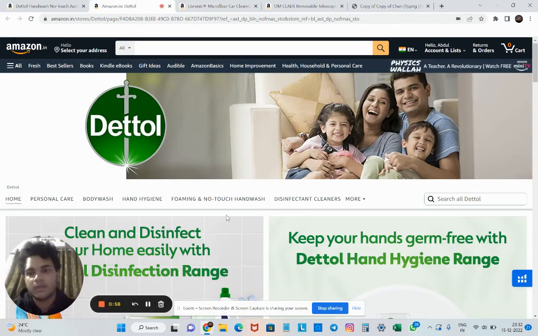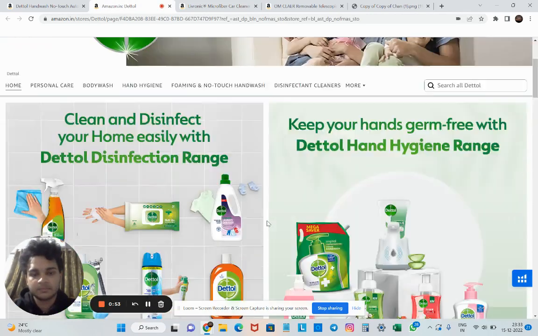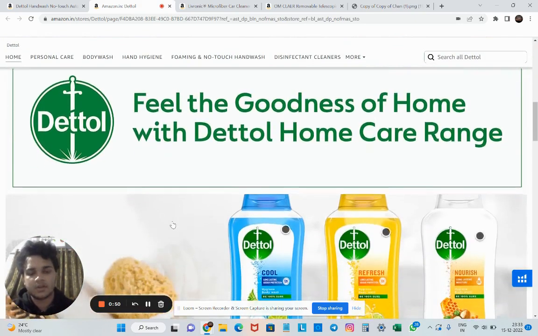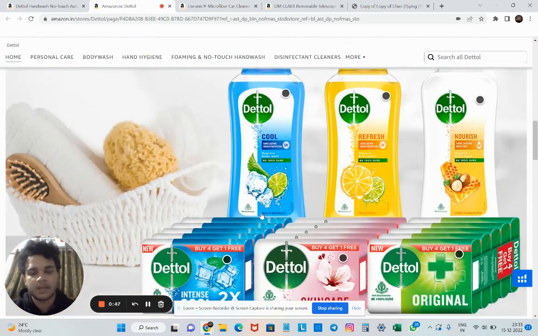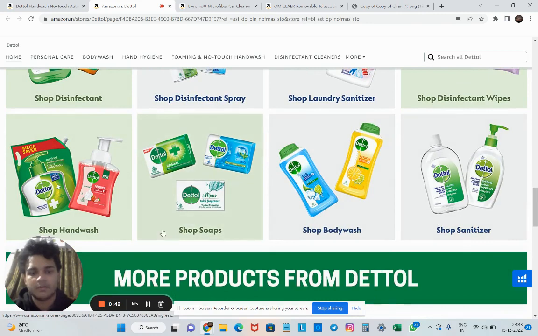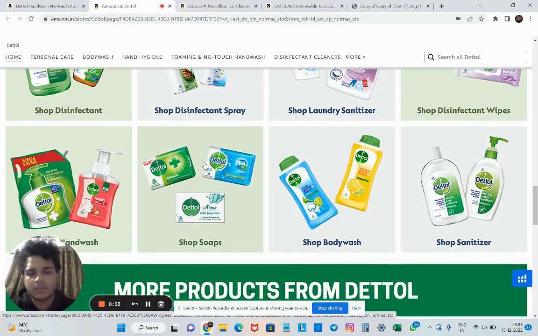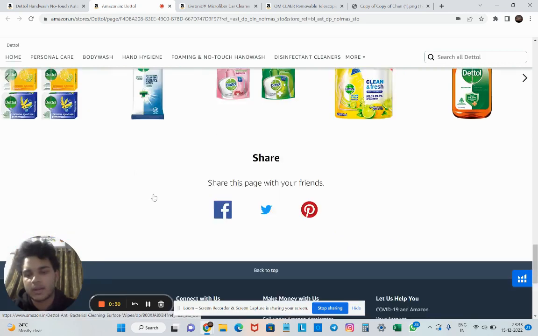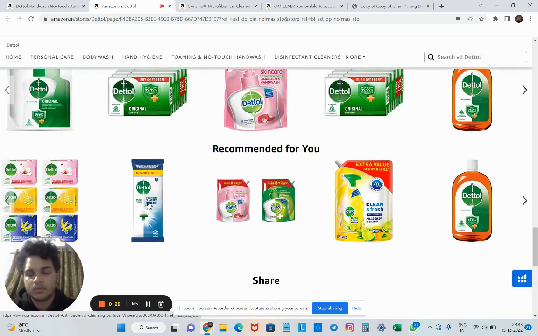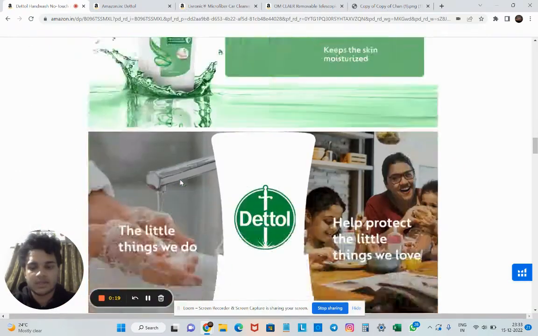For example, we can see here a brand story of the company Dettol. In this listing they have used banner images and a very big, quite detailed page. They have a variety of their products, and they have also linked all these products using hyperlinks. Hyperlink means if a customer wants to buy a particular product and clicks on it, the page will be redirected to that product. This also increases the conversion rate, and the A plus content will look something like this.